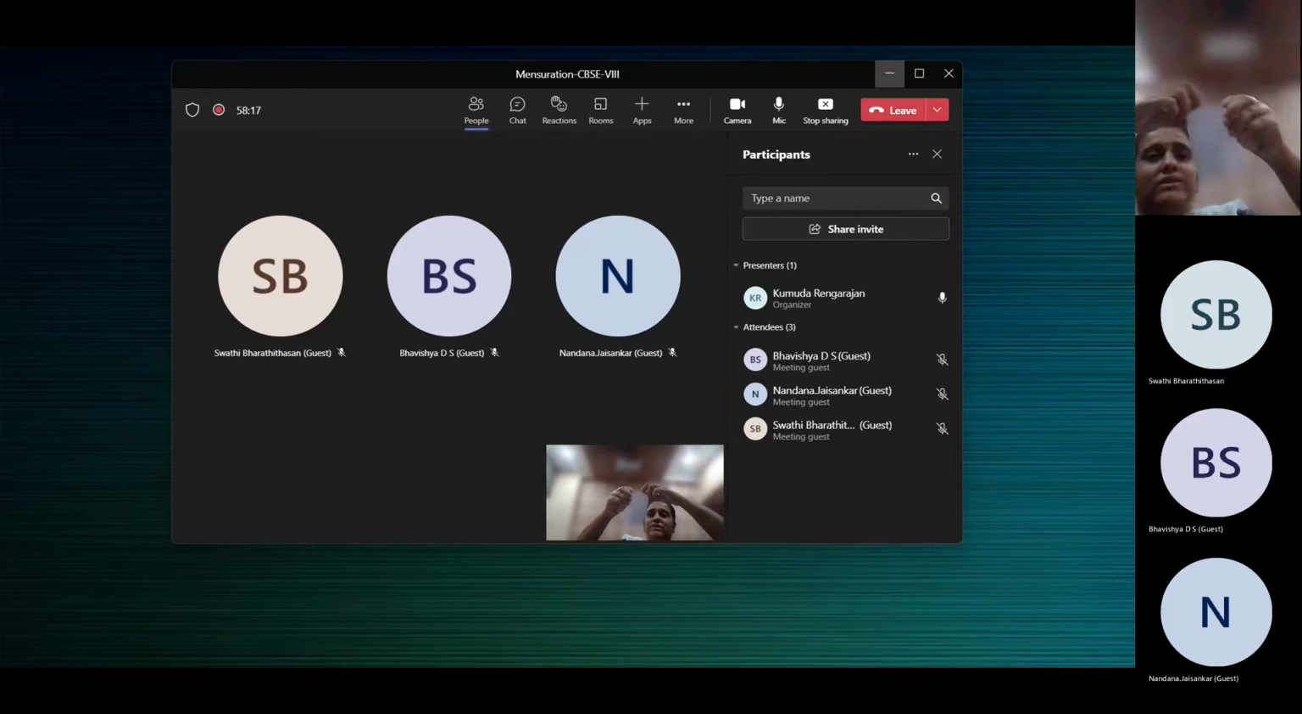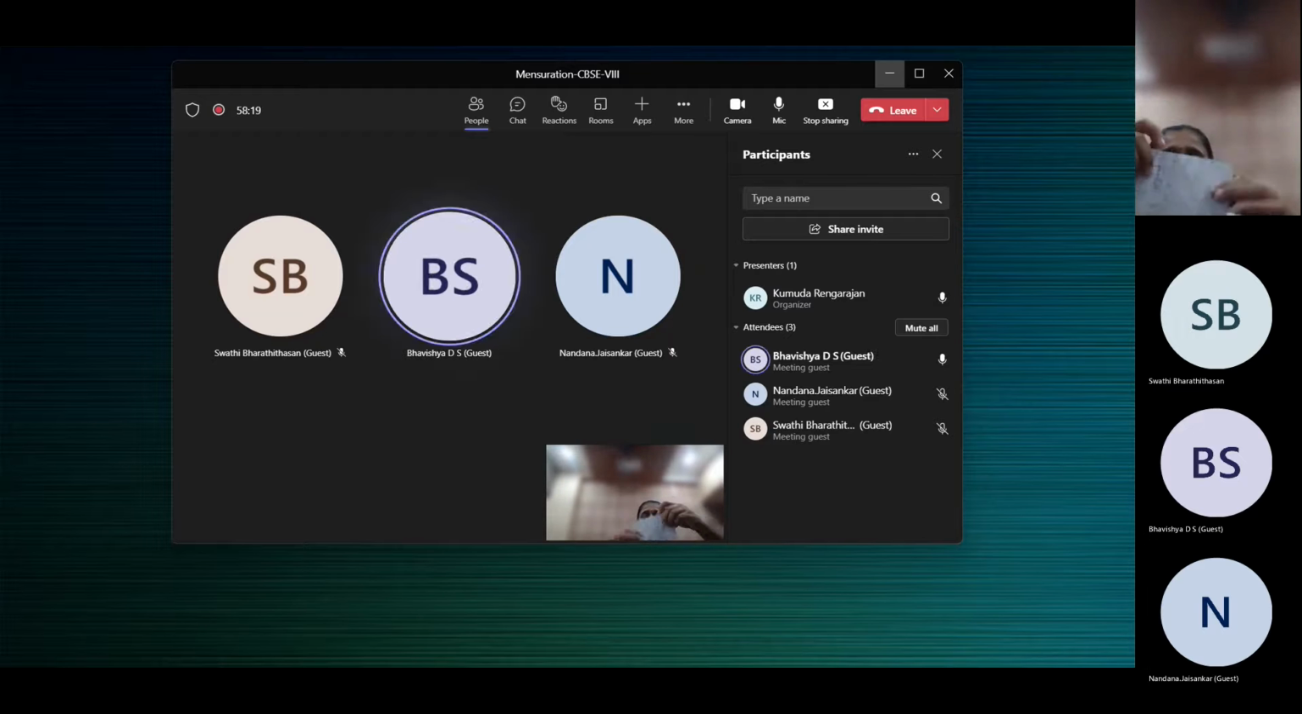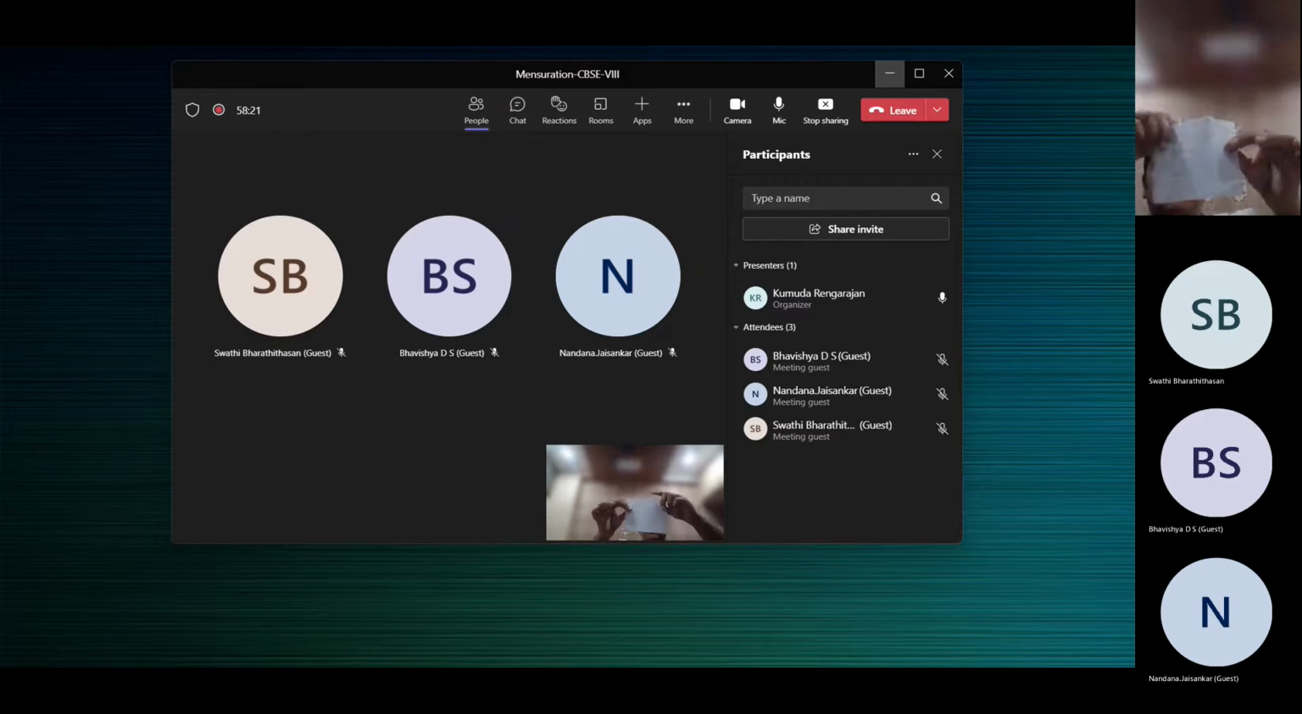So you understand how to make a cylinder. You just have to roll and bring the ends together. This is a piece of paper. I'm just rolling it along the breadth, and I get a cylinder. This cylinder is a hollow cylinder where the wall is very thin. I can see through the cylinder.